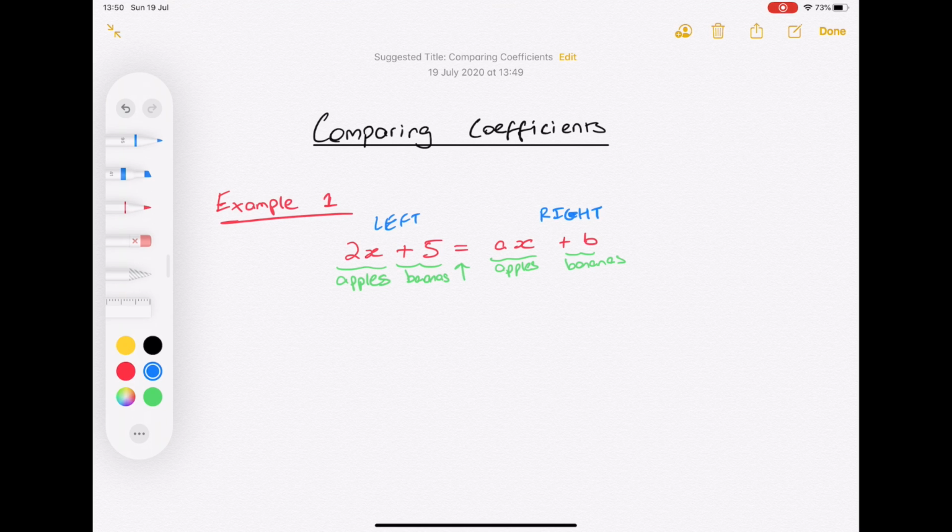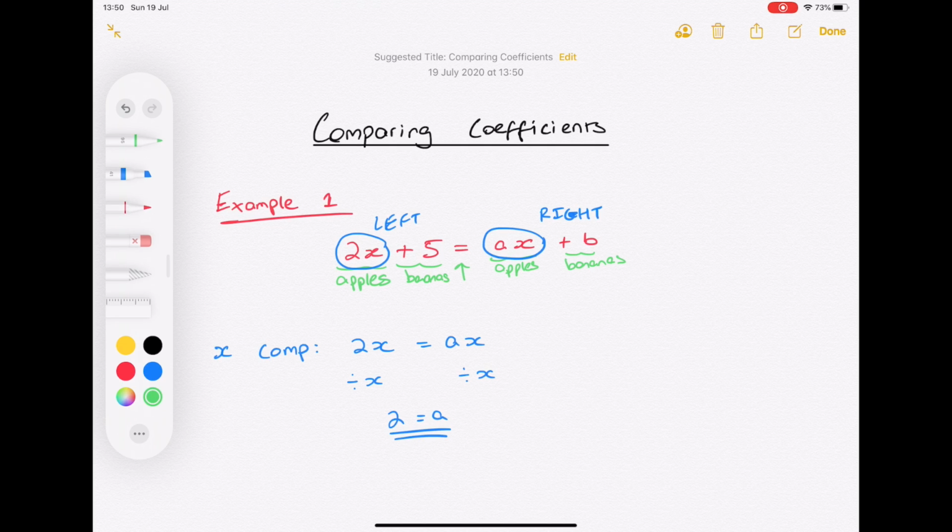First, let's compare our x's together, or our apples, if we're going to relate this back to that example. So when we're doing an x comparison, 2x must be equal to ax. That must be true. Otherwise, that equal sign would be invalid. It would not be true. So 2x must be equal to ax. Now if we divide both sides by x here, we end up with 2 equals a.